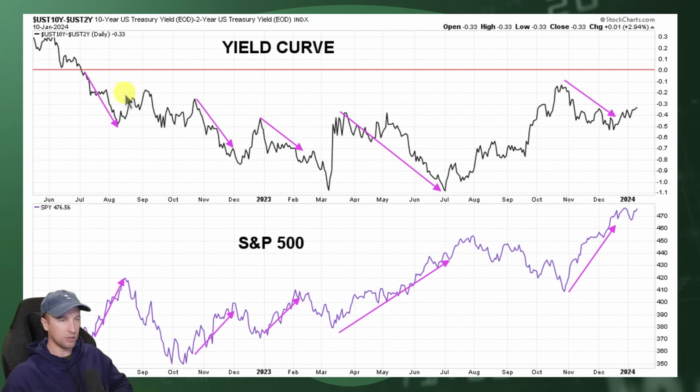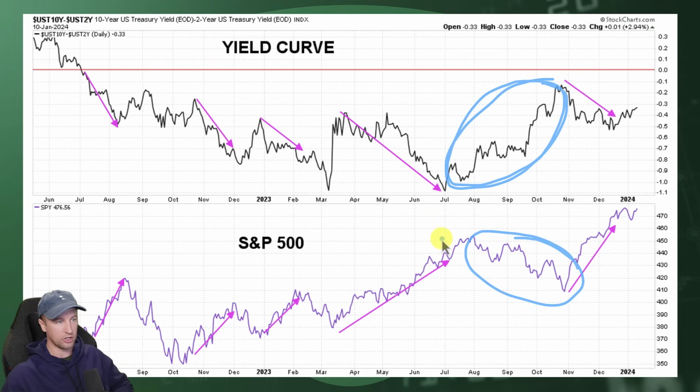And this is just something interesting that I found: when it inverts deeper, the S&P 500 began to rally. When it inverted deeper, the market rallied. Over here, it inverted deeper, which we haven't seen since the 80s, and the market rallied even further. Okay, and then take a look here at what happens when the yield curve uninverts. This is important. When the yield curve uninverts, what happened? Well, we started to go down.